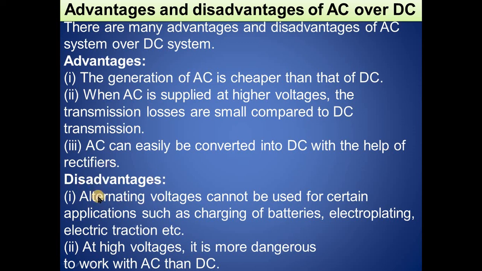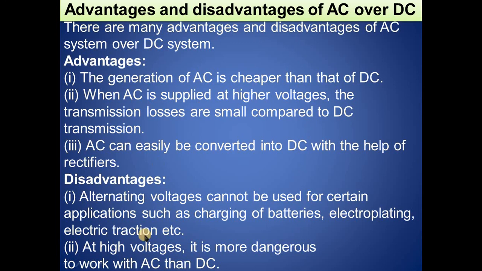Then the disadvantage is that alternating voltage cannot be used for certain applications such as charging of batteries, electroplating, electric traction, etc. The second disadvantage is that at high voltage it is more dangerous to work with AC than DC. So these two advantages and disadvantages are for your 2-mark as well as 3-mark questions, children.